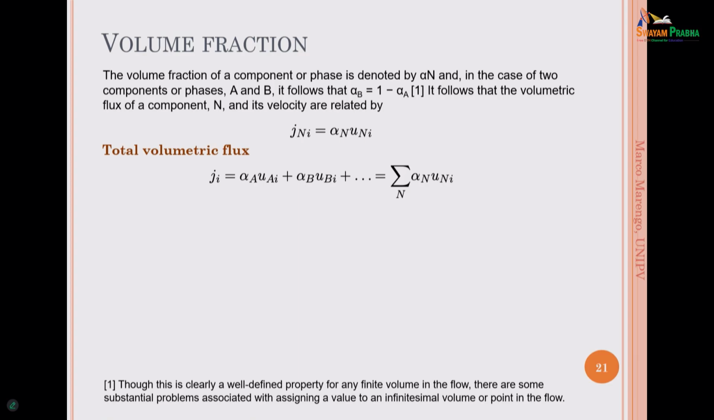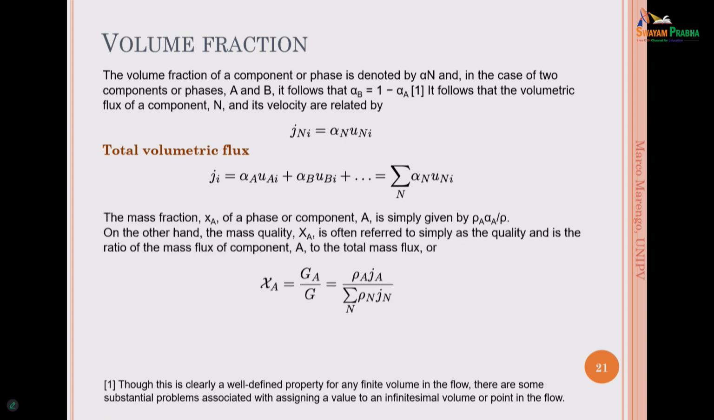So the sum of all the components of the fluid. And this is also important. So it is the fraction, the ratio between the volume of one component with respect to the other, of the total volume, sorry. Of the total volume.